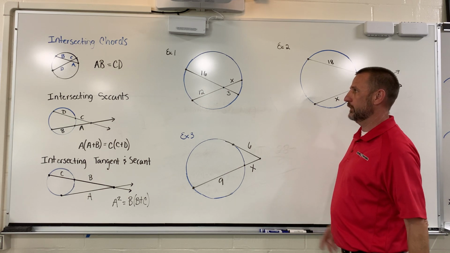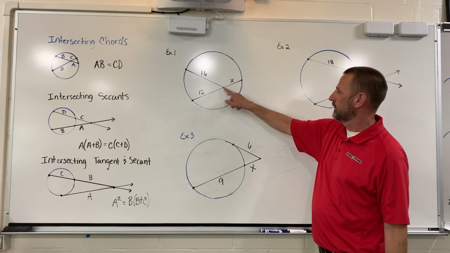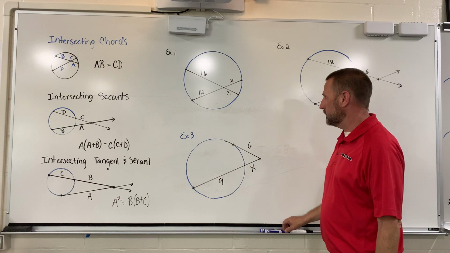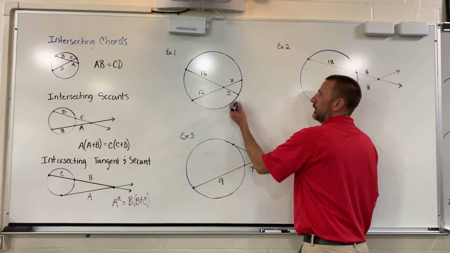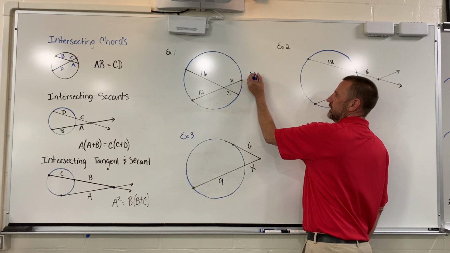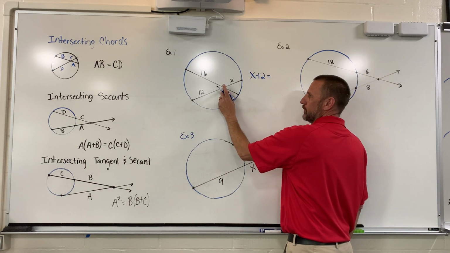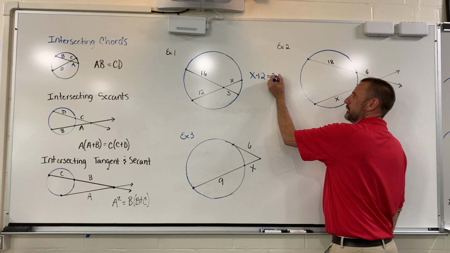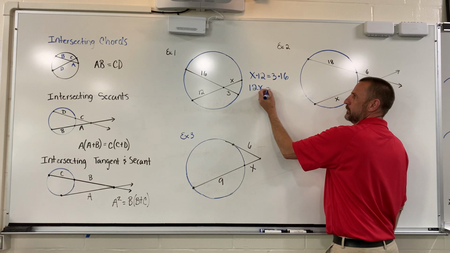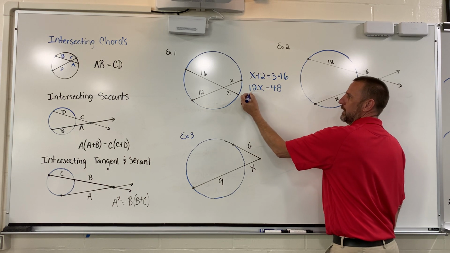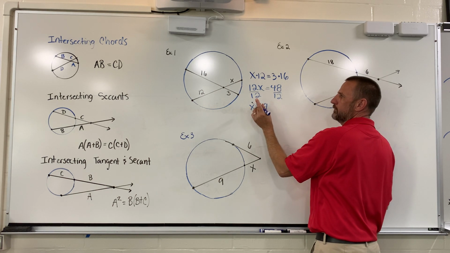All right, in my first example, I have two chords that intersect in a circle, and I'm trying to find the missing segment marked x. So I take that particular chord and multiply its two segments, x times 12, and set it equal to the other chord that has a 3 and a 16. So 3 times 16. Well, 12 times x is 12x, and 3 times 16 is 48. Divide both sides by 12, and the missing segment, marked x, would be 4.